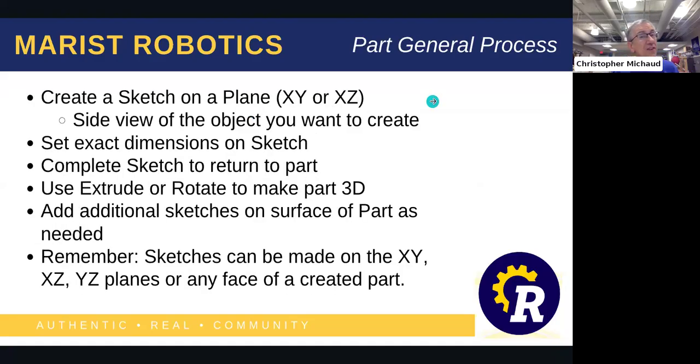So your general process, just sort of verbalize it with the students. When I'm doing this, I'll often verbalize it first. You create a sketch, you set your dimensions, you complete the sketch and return to the part, where then you use extrude or rotate to make it 3D. You add additional sketches as needed, remembering that our sketches can be made on the 3 planes or on the face of the created part.